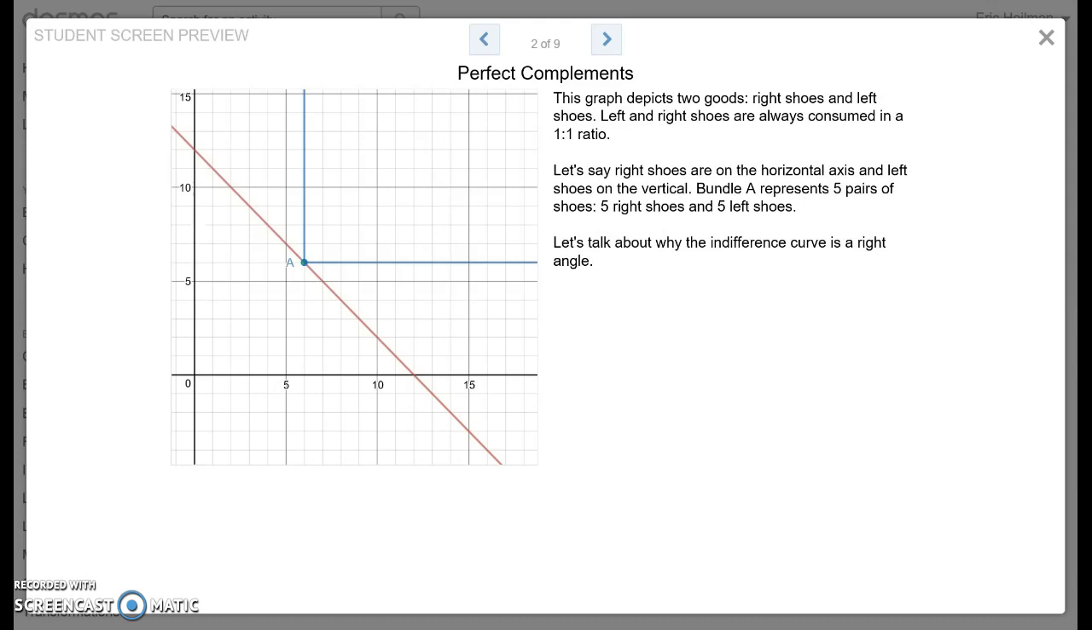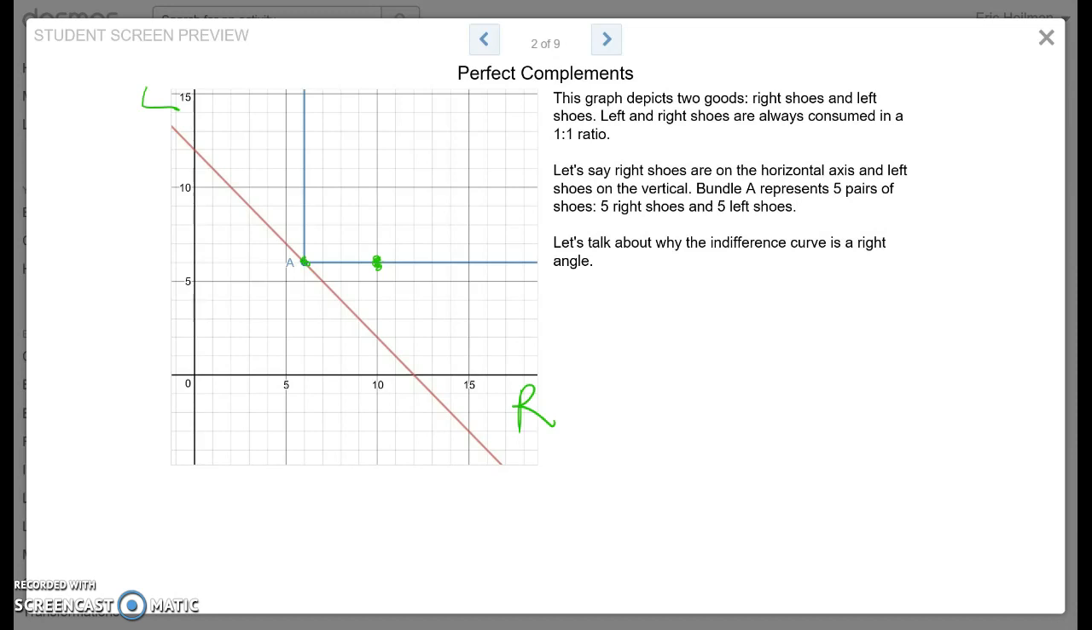If I'm at point A, right here I'm consuming 6 right shoes and 6 left shoes. Let's say the horizontal axis is right shoes and the vertical axis is left shoes. If you give me 4 more right shoes, I still have 6 left shoes, but now I have 10 right shoes. That doesn't increase my utility at all. I'm still on the same indifference curve because you gave me 4 more right shoes, but no left shoes to go with them, so I don't have any more pairs to wear. I'm not any better off than I was before.